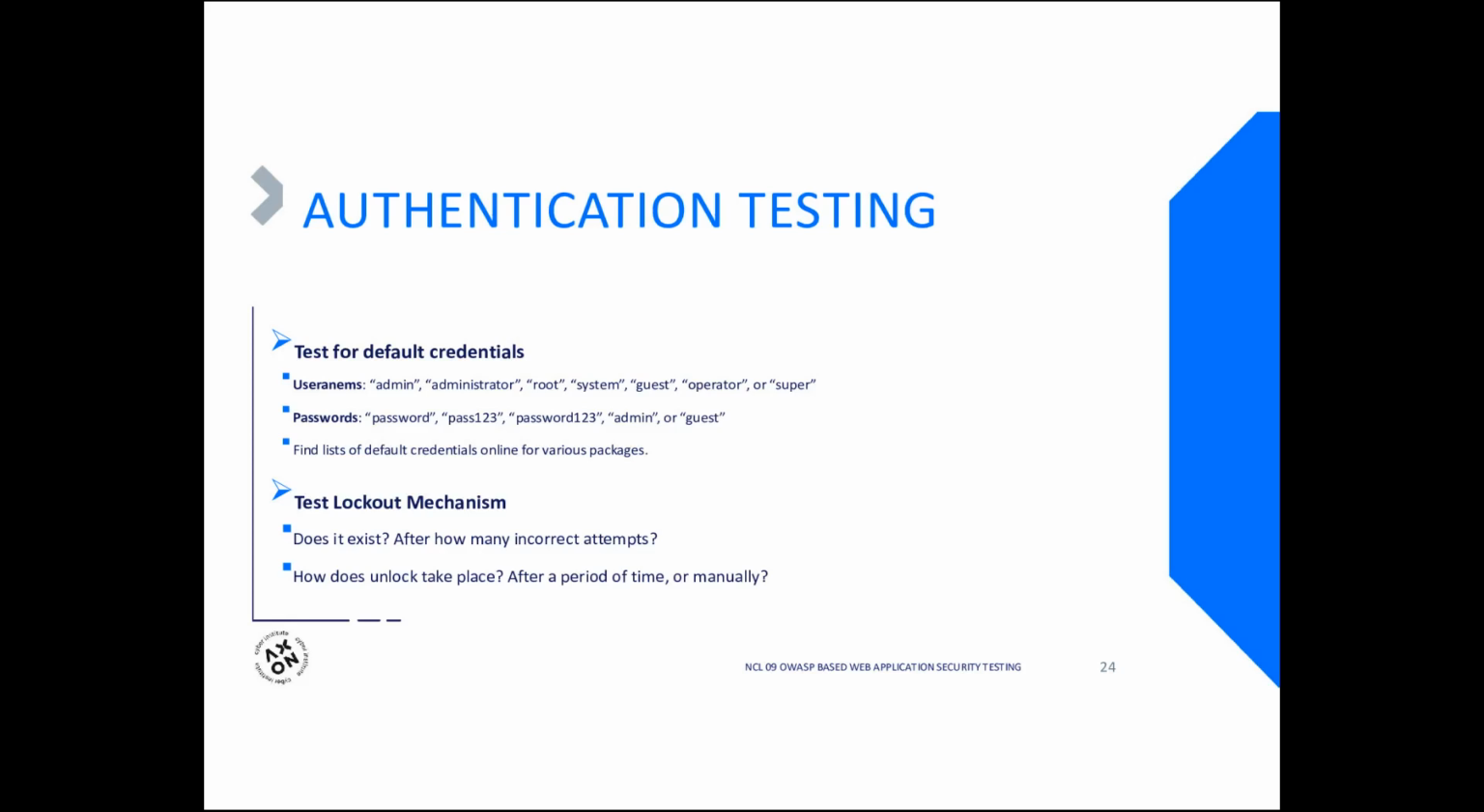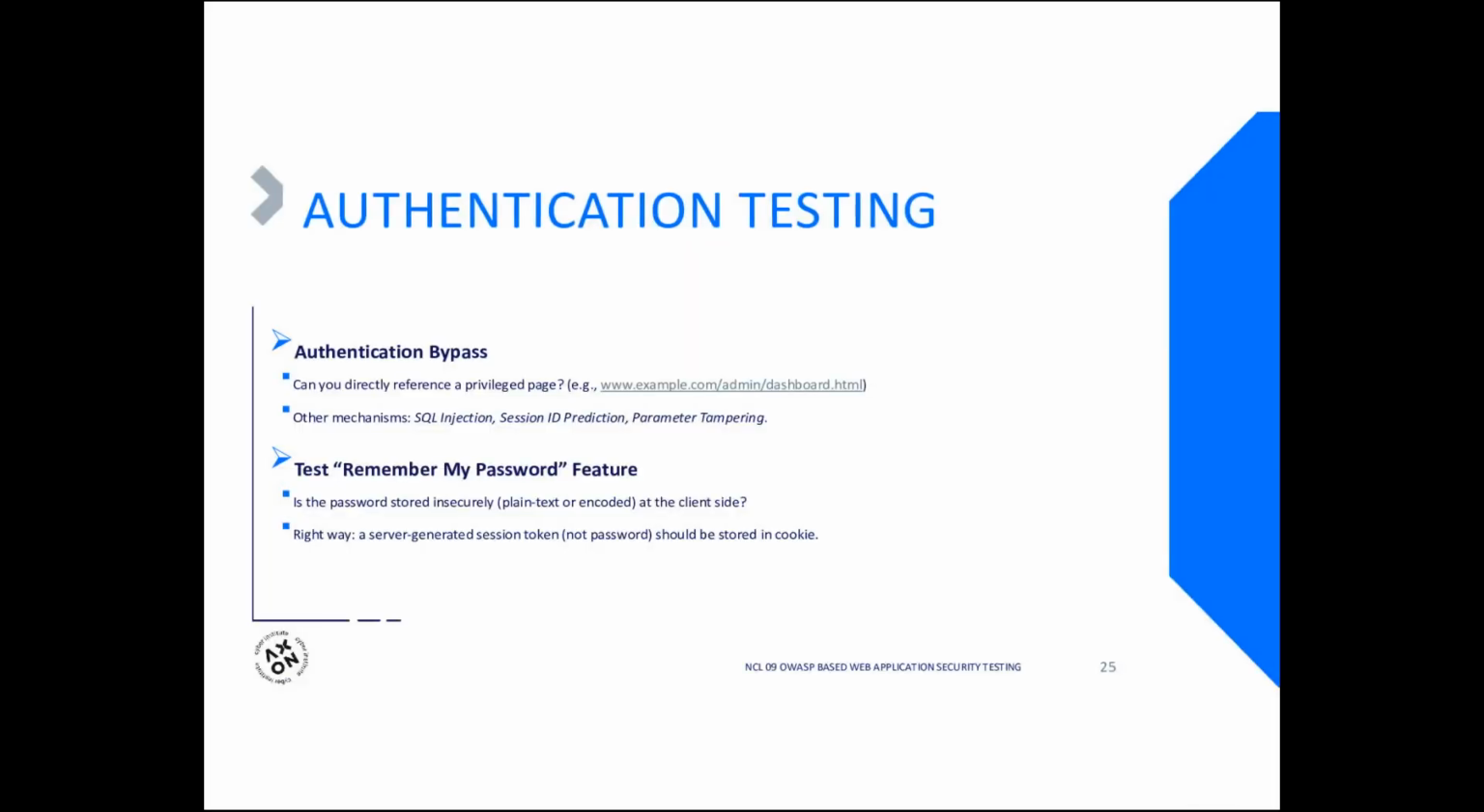Also try to test for the lockout mechanism. Does this web application have any way to lock out the account if there is a certain number of incorrect attempts? So what you would do here is try multiple incorrect attempts with correct attempts and see if the account gets locked out after 3, 4, 5, or 10 attempts, or even if there is no lockout at all. And even if there is a lockout, what happens after the lockout? Does it unlock automatically after a certain period of time, like after 5 minutes, 10 minutes, 20 minutes, half an hour, 1 day? Or does it require an administrator to manually unlock that account? So you have to take all of these aspects into consideration when doing the lockout testing.